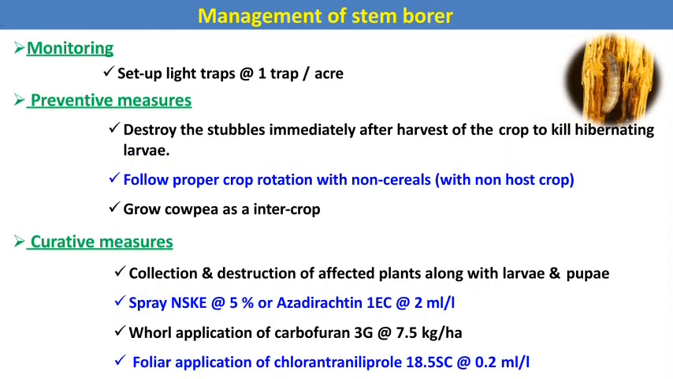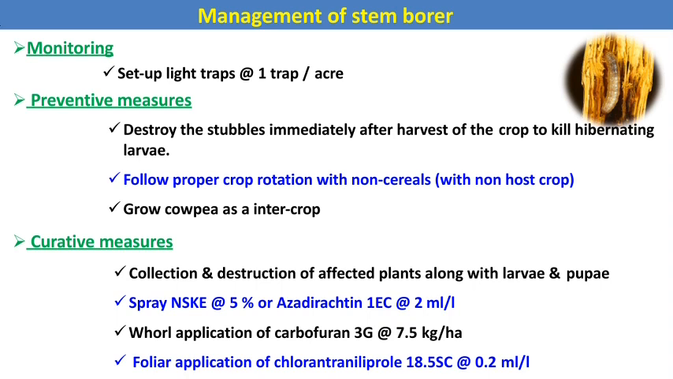Then for the management of the stem borer, we can set up the light trap for monitoring purposes. Then destroy the stubbles immediately after the harvest of the crop to kill the hibernating larvae, because the larvae of the stem borer hibernate in the stubbles of the sorghum crop. We can follow crop rotation with a non-host crop, like a non-cereal crop, and we can also grow cowpea as an intercrop to reduce the infestation of the stem borer. Then collect and destroy affected plants along with the larvae and the pupae. Then spray botanical insecticides like azadirachtin and NSKE 5%.